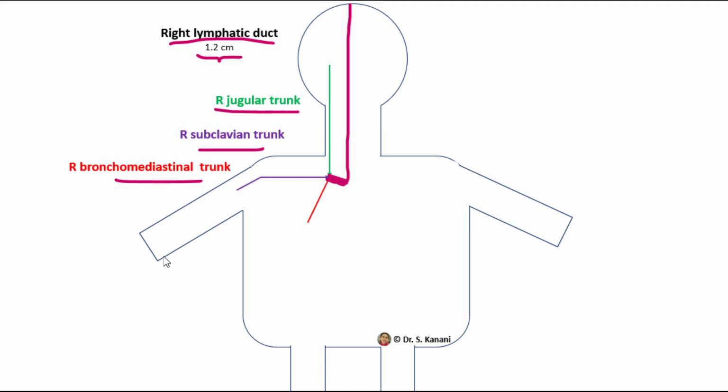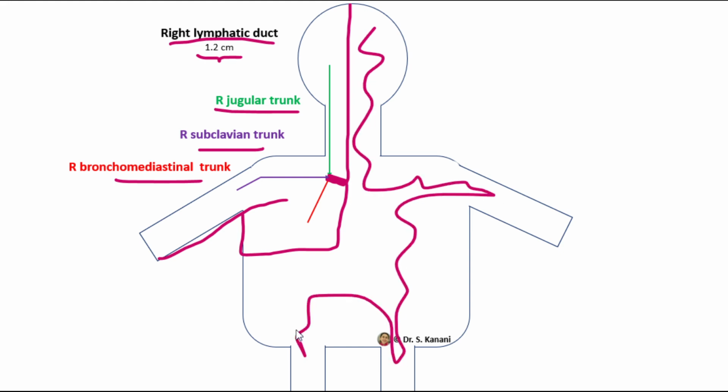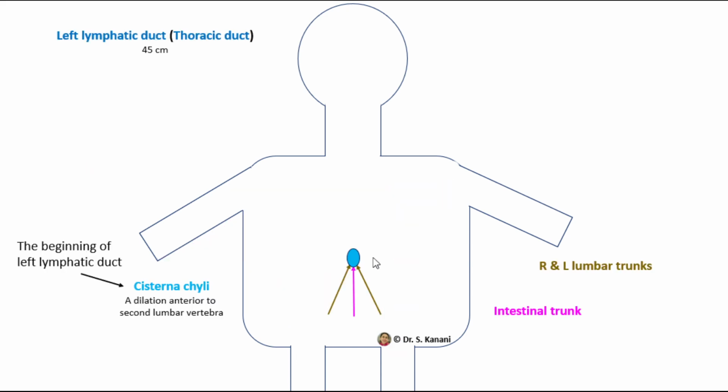So when I look at this simple map, I notice that lymph from the right side of head and neck, from right upper limb and shoulder, and also the right side of the thoracic region, empties into the right lymphatic duct. The rest of the body, lymph from these areas, will be emptied into the left lymphatic duct. So now I can go back exactly to where intestinal and the two lumbar trunks are heading, which would be a dilation that is called cisterna chyli. Cisterna chyli sits exactly in front of L2, lumbar vertebral bone number 2, and that's the beginning of the left lymphatic duct.